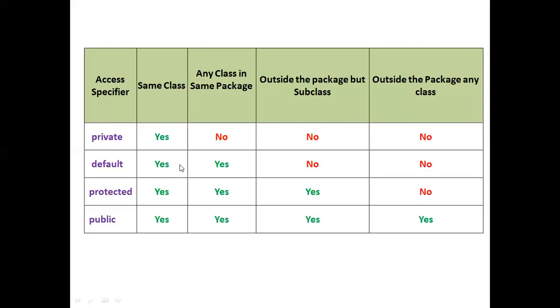So in default we have a restriction. Outside the package it is not available. Only inside the package we can use it anywhere we want. The private, only inside the same class we can use it. So this is the theoretical explanation of access specifiers. Let us learn practically how to use it.